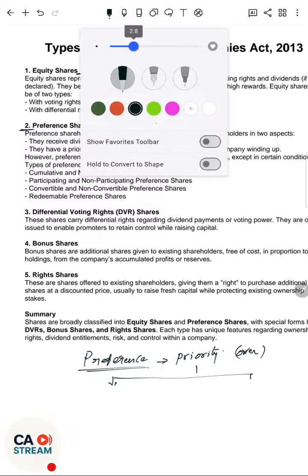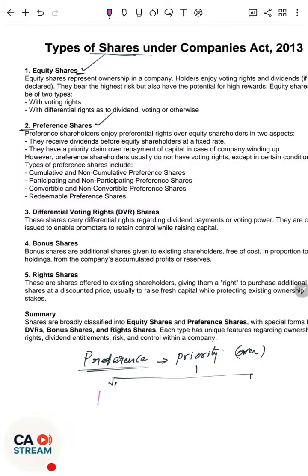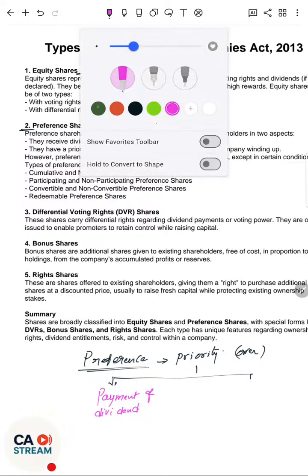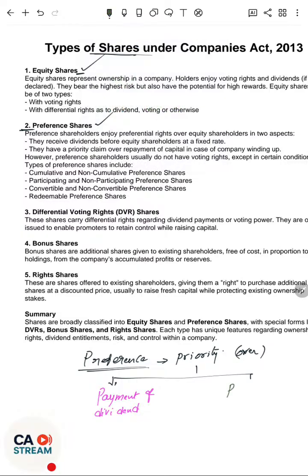Number one, priority over payment of dividend, and priority over repayment of capital on the event of winding up.